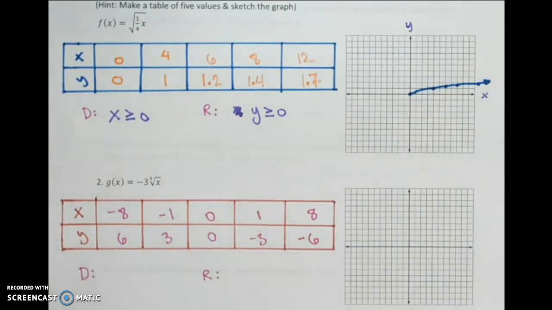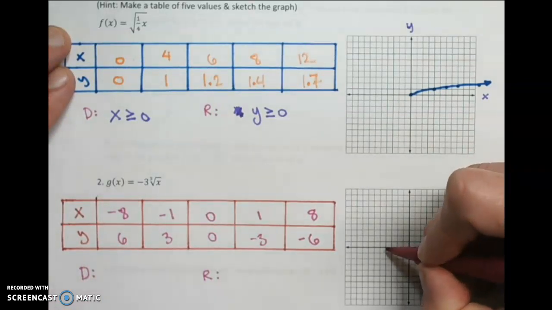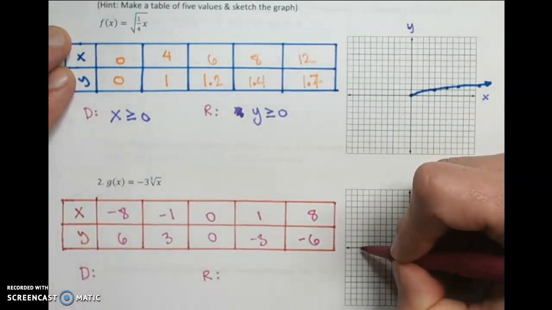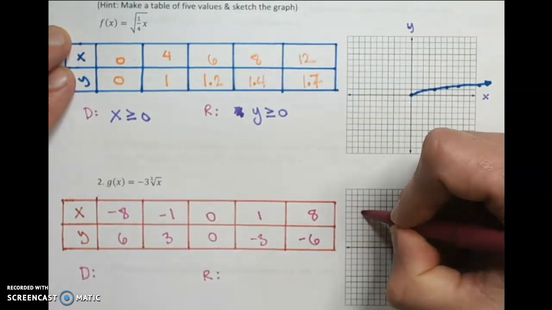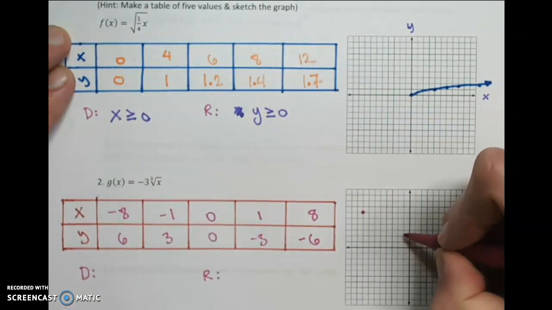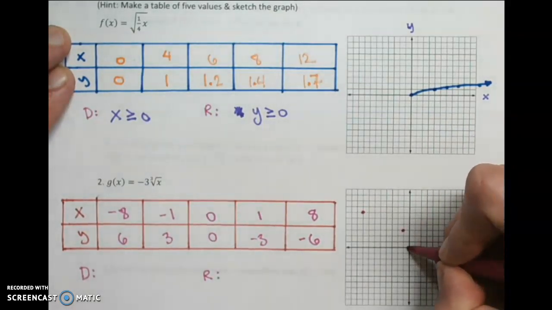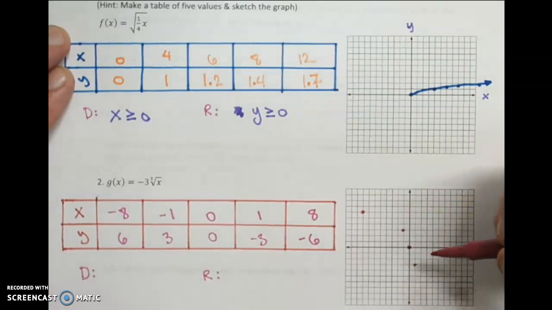Alright, so let's plot these points. I have -8, 6. So 1, 2, 3, 4, 5, 6, 7, 8. And then up 6. 1, 2, 3, 4, 5, 6. Plot that point. -1, 3. 1, 2, 3. 0, 0. 1, -3, 1, 2, 3, 1 to the right, down 3, and then 8, -6, 8 to the right, down 6.